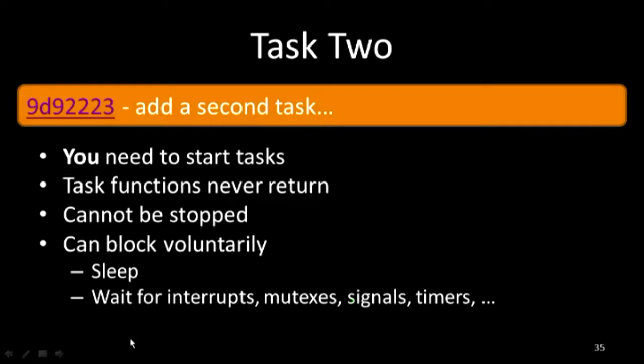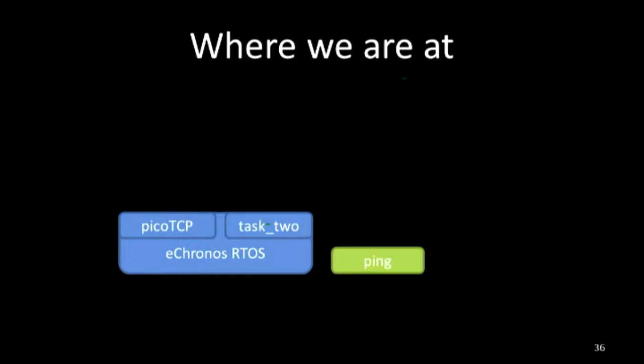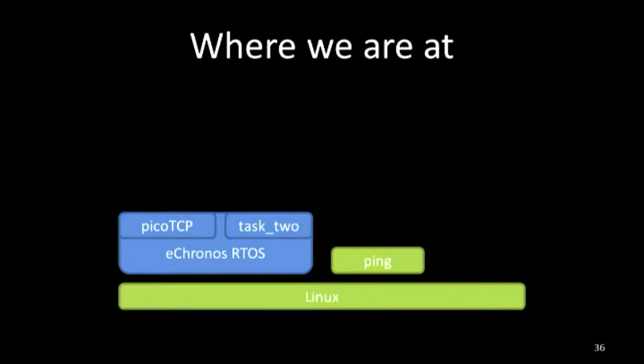Okay, that's what we've done now. So that leaves us in this situation. We're now not only boringly running a single task with the Pico TCP in it, but we have a second task running next to it, sort of in parallel, because that's what our scheduler does for us.